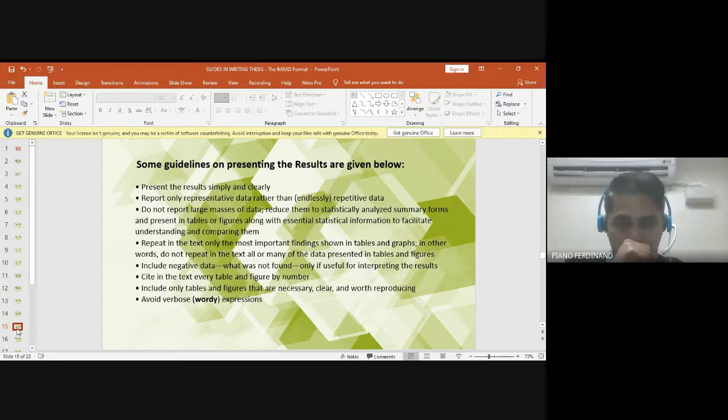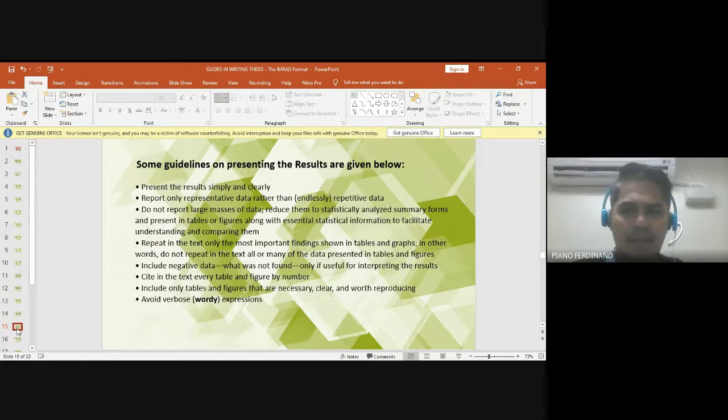Next, some guidelines in presenting the results are given below. Present the results simply and clearly. So dapat simple lang po ang pagkaka-present natin ng mga results. Report only the representative data rather than endlessly repetitive data. Okay? Ako po ang ginamit ko dito is yung tabular presentation. Do not report larger masses of data.